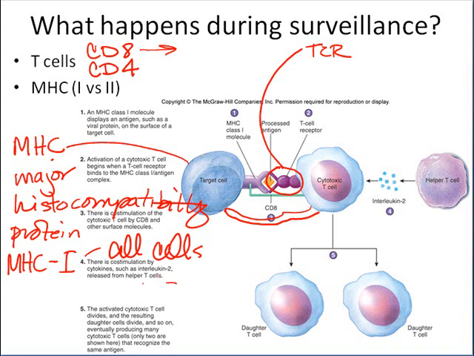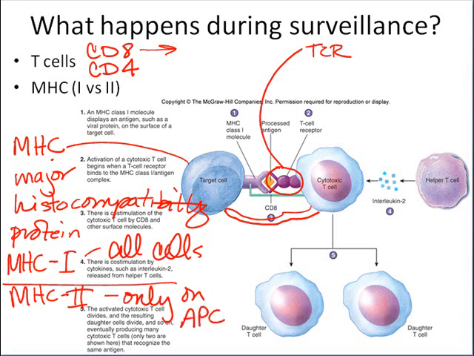There's a second class of MHCs called the MHC2s. These are found only on antigen-presenting cells, only on APCs. Now here's an example of a target cell. I'll outline it for you. This is our MHC protein, and it says it's an MHC1. That tells us that this is just a regular old somatic cell in the body.